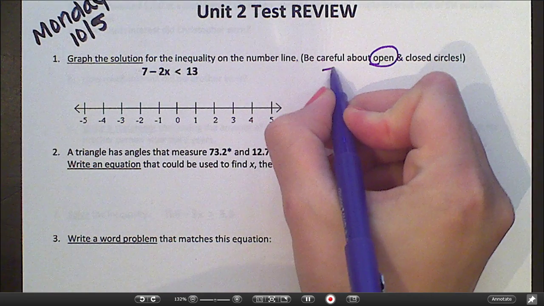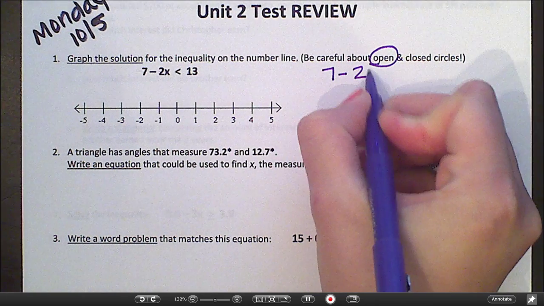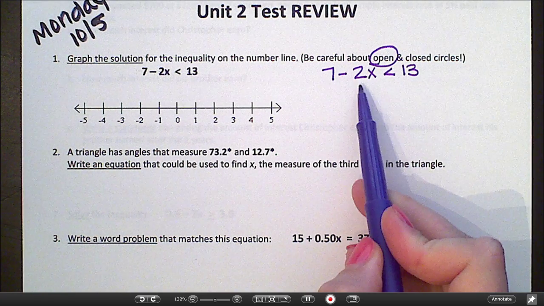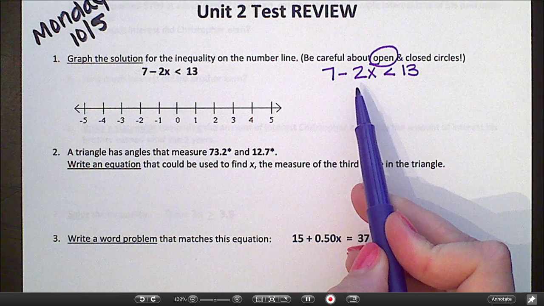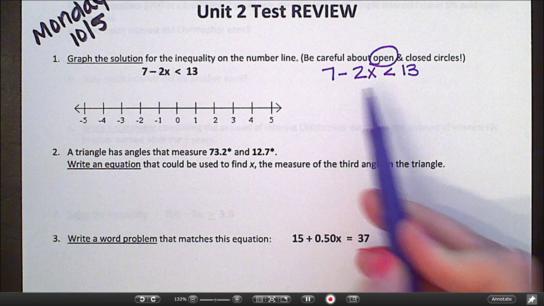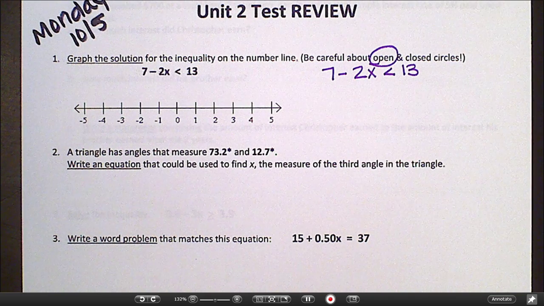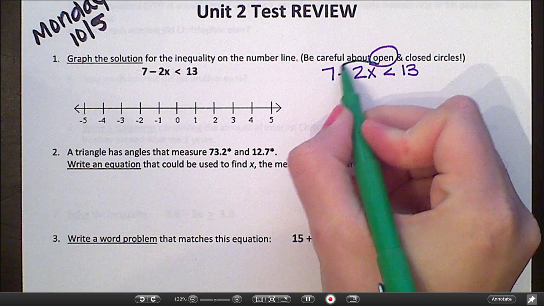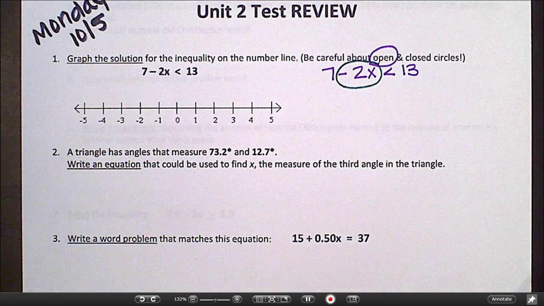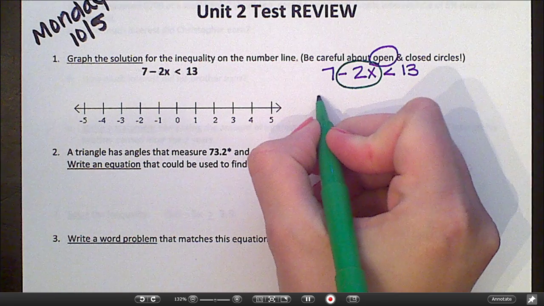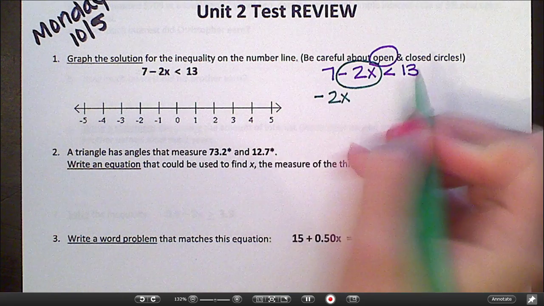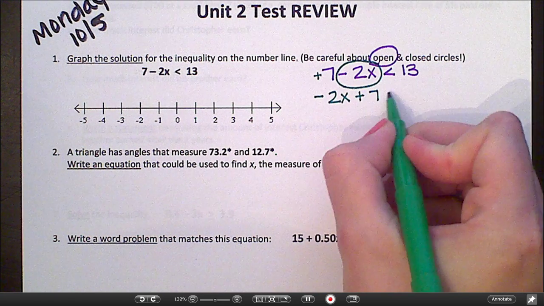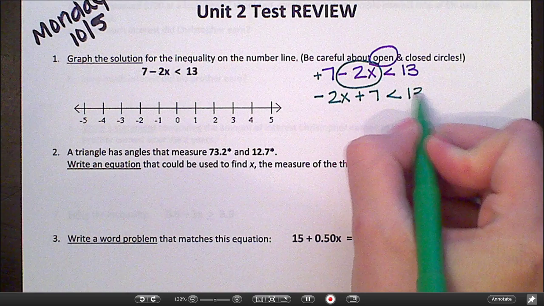So I have 7 minus 2x is less than 13. Now I'm used to seeing my x's at the beginning of the equation. If you want to rewrite this, you can. If I were going to rewrite this, I would need to make sure that I keep the minus sign with whatever's after it. So if I'm going to rewrite this, I'm going to write negative 2x. This is actually a positive 7, so I'm going to say plus 7 is less than 13.